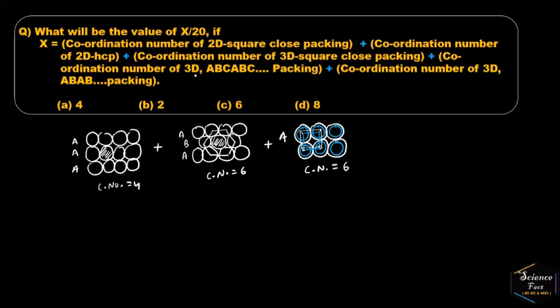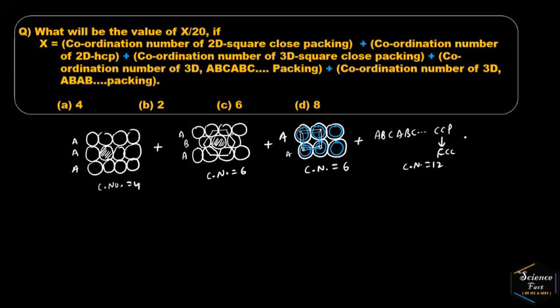What about the coordination number of 3D ABC type packing? ABC type packing in 3D manner will form a CCP lattice, whose unit cell is FCC and coordination number will be 12.